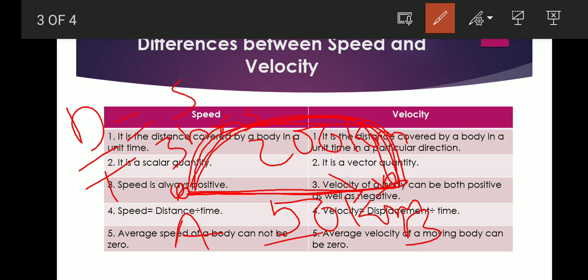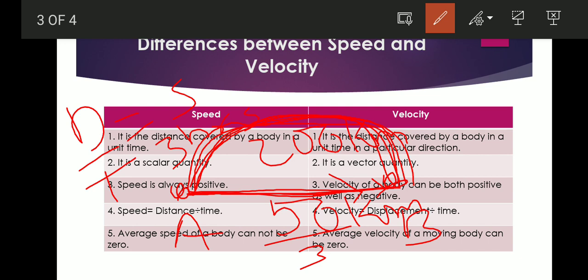Displacement: 50 divided by 3 hours. Velocity. Speed is the distance covered by a body in a unit time, and velocity is the displacement covered by a body in a particular direction. Speed is a scalar quantity. Scalar quantity means speed can be measured only by magnitude, and you don't need to mention its direction.